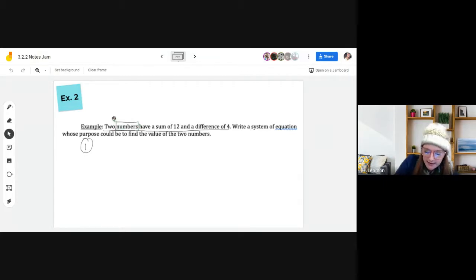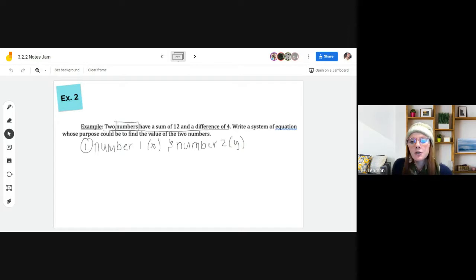So this is number 1. I'm going to label as X. And number 2, I'm going to label as Y. So those are our two numbers. Yep, they're the two that we don't know. So that's going to be what we are solving here. So then we can move on to step 2.